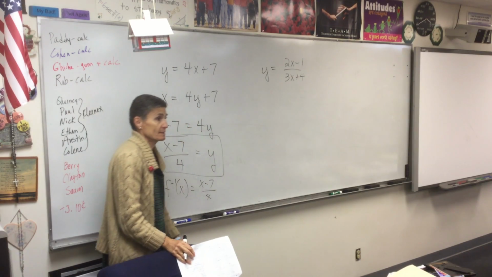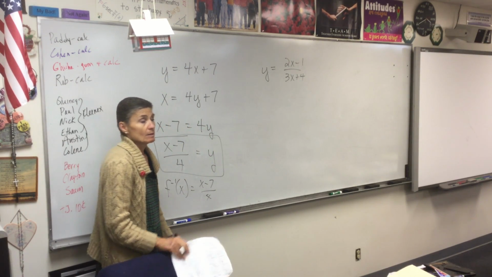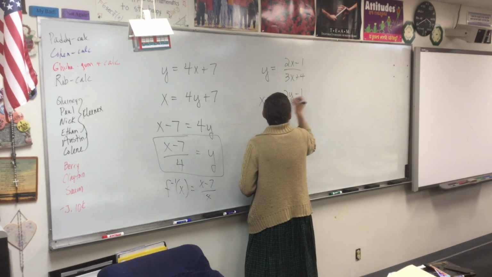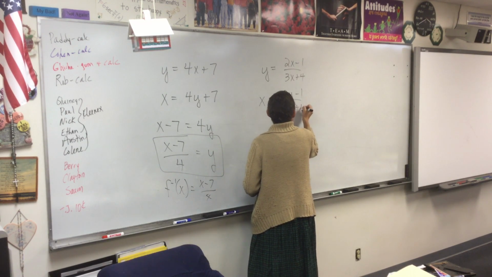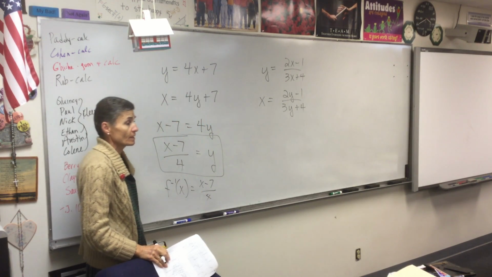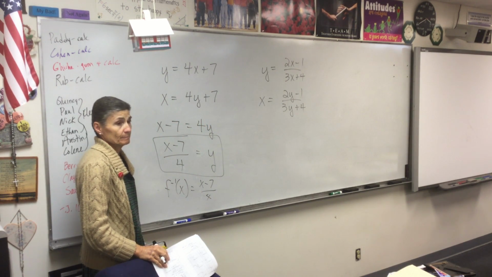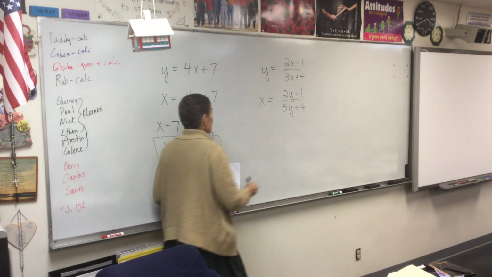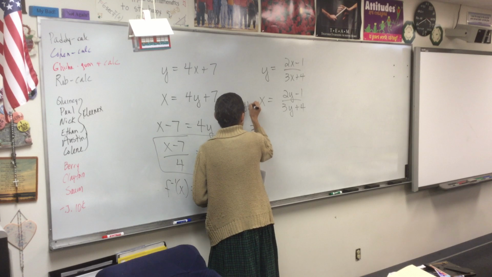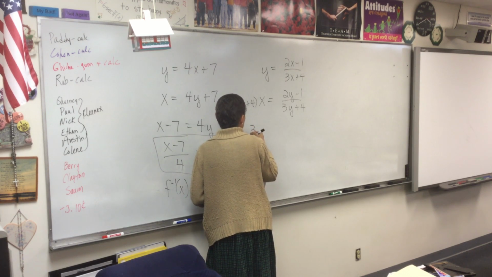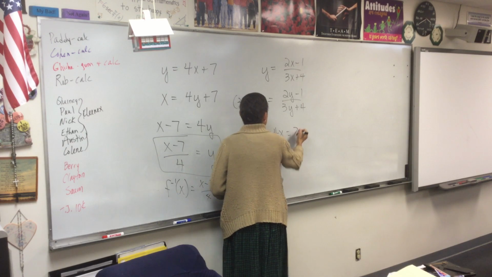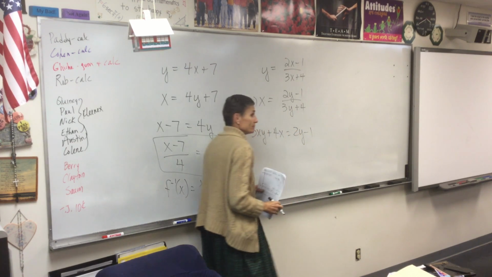What are the steps? Flip X and Y, just like before. This one's a little bit harder, though, because there are 2 Y's, and we're going to have to deal with that. What's our first step? Multiply this over to here, so we have to multiply and distribute. So I might want to write it down. So I have 3xy plus 4x equals 2y minus 1.